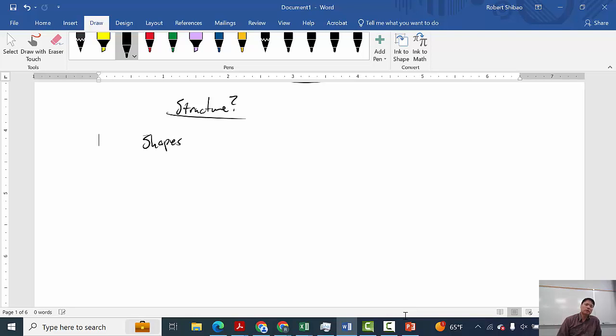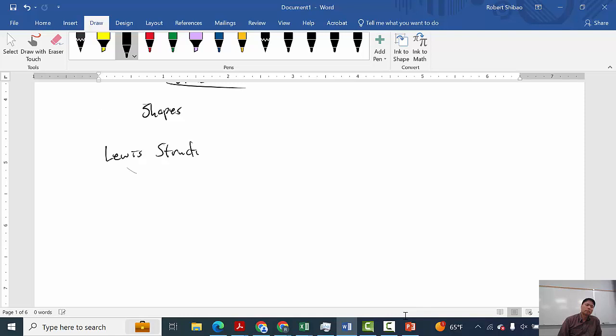When we're trying to do the shape, we start off with the Lewis structure. And then from the Lewis structure, we figure out something called the electron group or pair. Pair is a misnomer because we can have more than a pair of electrons. So we'll just call it electron group geometry.